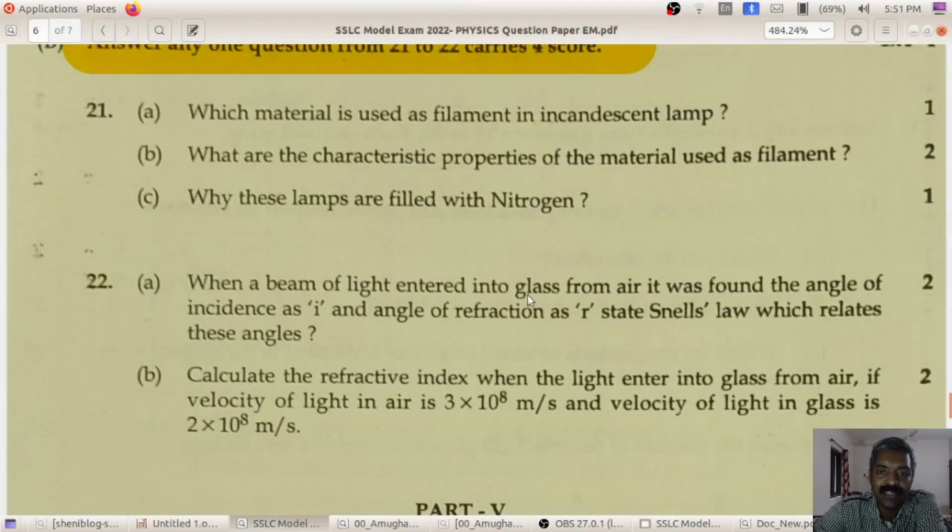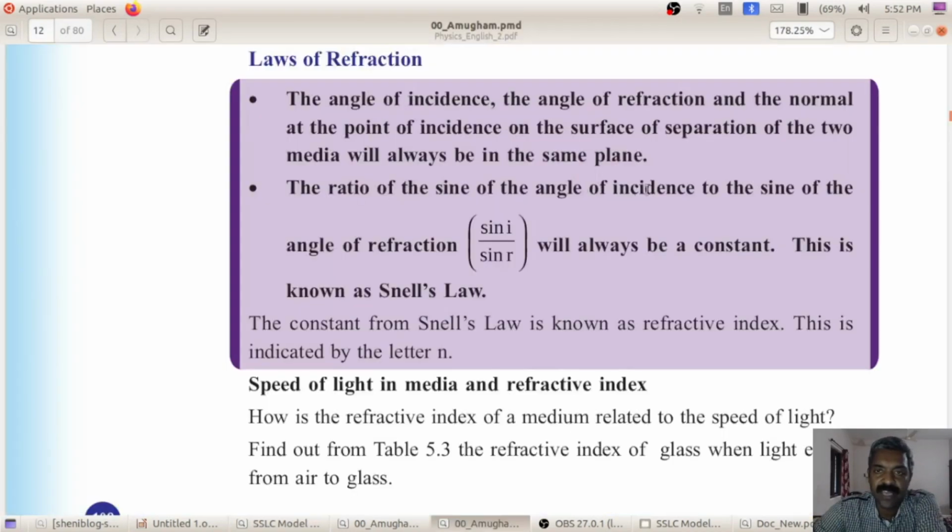When a beam of light entered into glass from air, it was found the angle of incidence as i and the angle of refraction as r. State Snell's law which relates these angles. Okay, the ratio of the sine of the angle of incidence to the sine of the angle of refraction, sin i by sin r, will always be a constant. This is known as Snell's law.